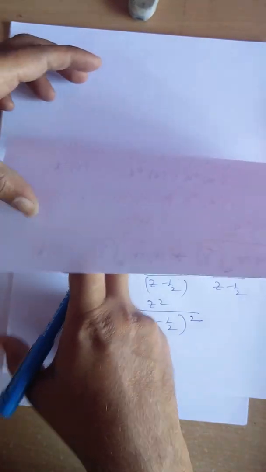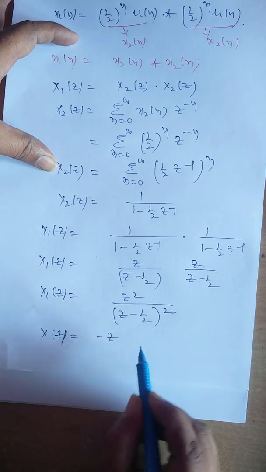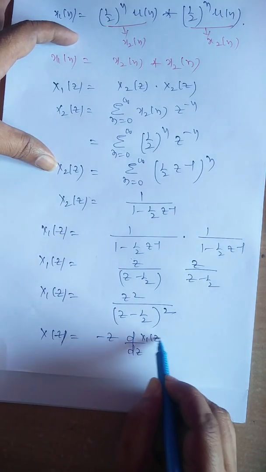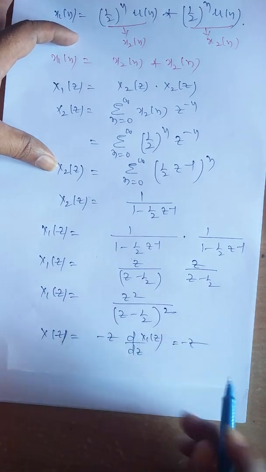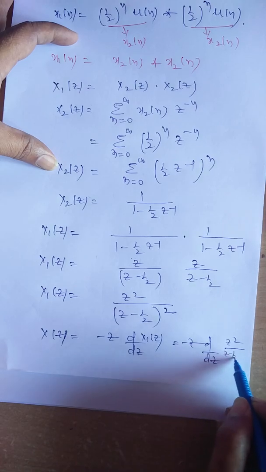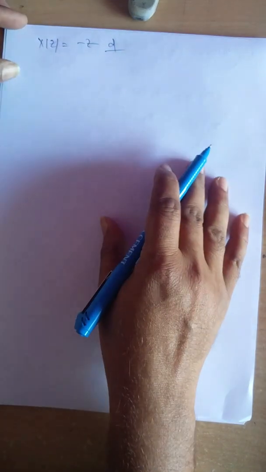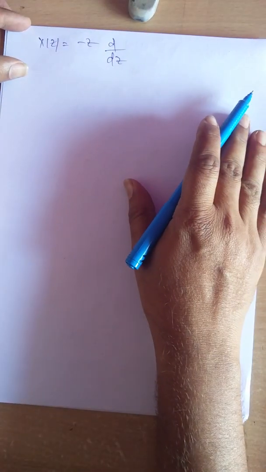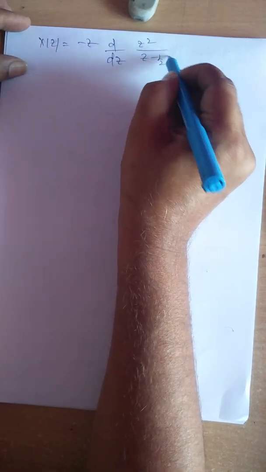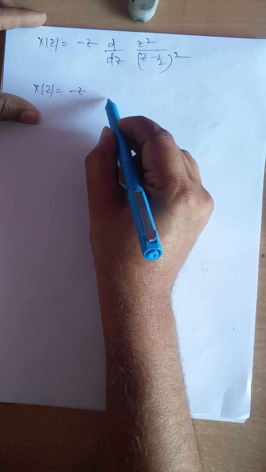Now what is x of z here? x of z is equal to minus z times the derivative of x1 of z, that is minus z times the derivative of z squared divided by (z minus 1/2) whole squared. Let us differentiate this.